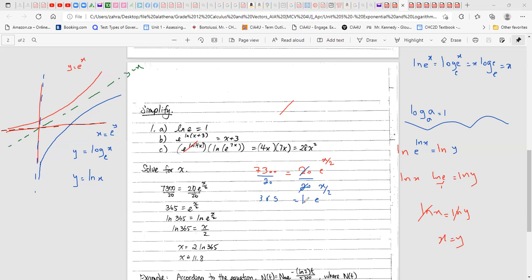Then we bring the ln in front of both of these two sides, right? Ln here and ln here. So the power in front here is x divided by 2 ln e equal to ln 365. Ln e is 1, so 2 goes to the other side. So x is equal to 2 multiplied by ln 365. If you put that in a calculator, you'll get 11.8.